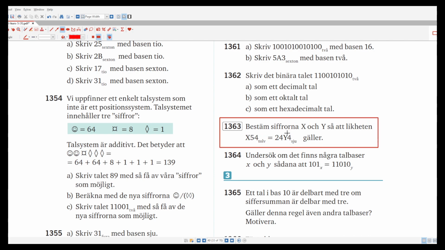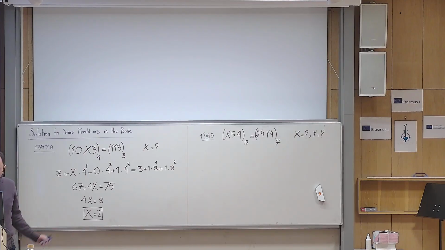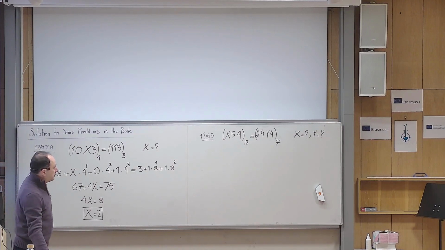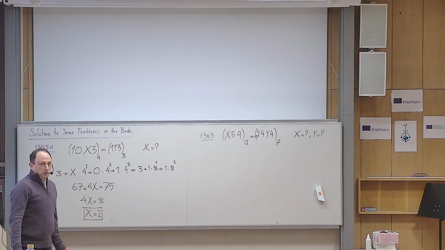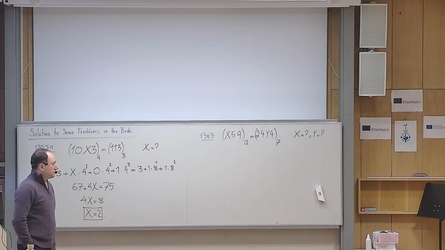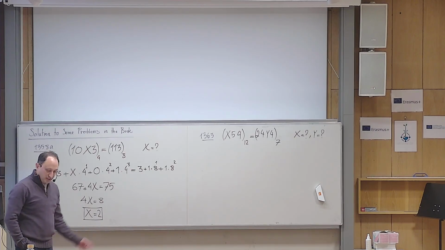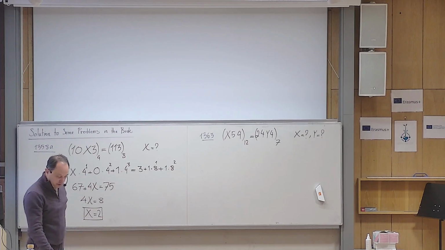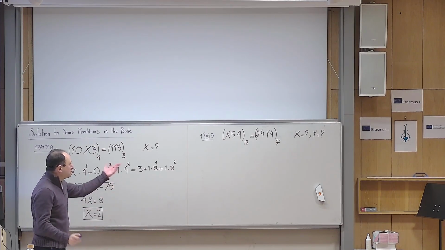We are supposed to determine the digits x and y so that the number x54 in base 12 is equal to 24y4 in base 7. Okay, that's the question. What do you think I will do? I hope that you can help me with calculations. I don't think it's very heavy, but let us just do that. The starting point is always clear.